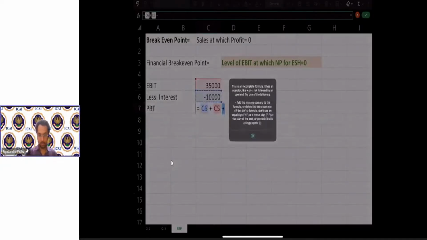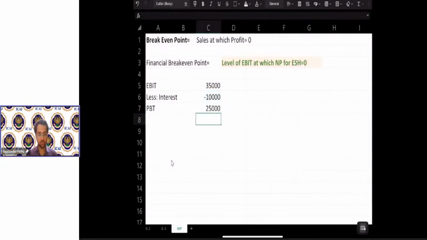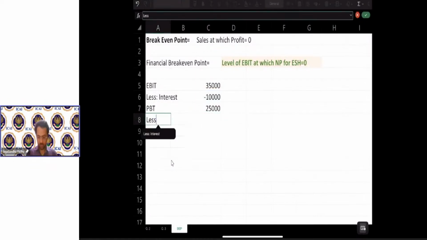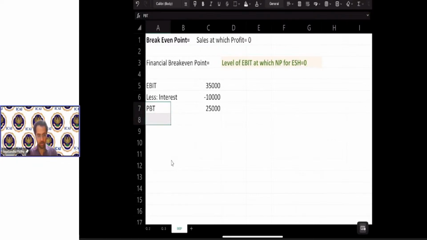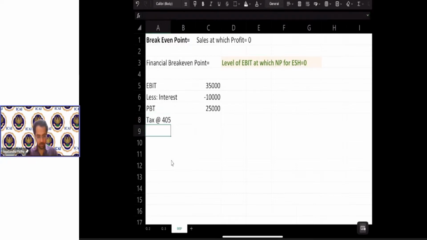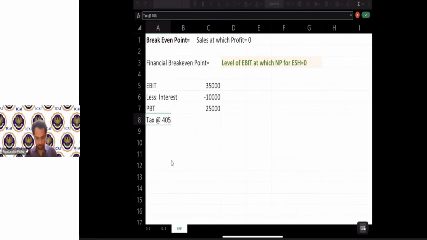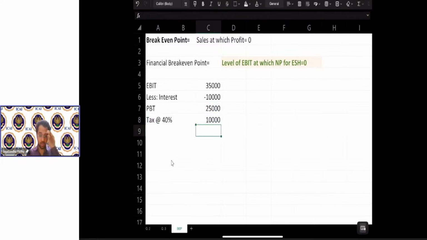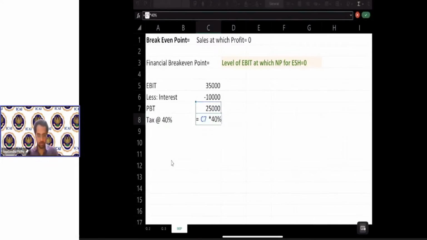Right? So PBT is 25,000. From that, we are going to pay tax. Let's say taxation is happening at the rate of 40%. Right? So 25,000 multiplied by 40%. That's your 10,000 as the tax amount.